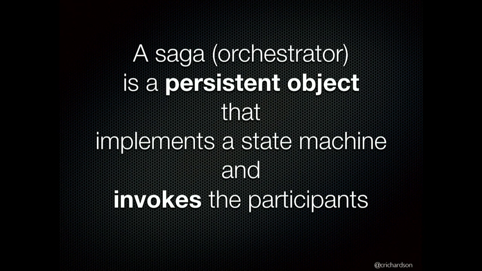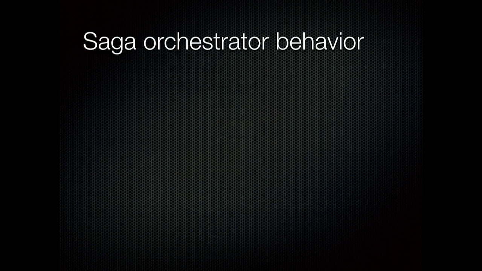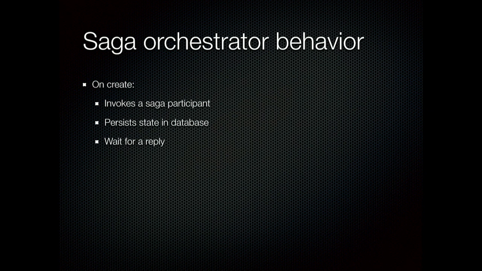And so this orchestrator is a persistent object. In some ways, it's almost like another domain object or a DDD aggregate. And it implements a state machine. Its sole responsibility is to tell the participants what to do, or receive replies from them and then figure out what to do next. So when one of these orchestrators is created, it basically sends a command message, as you're going to see, to a participant, and then gets saved in the database, waiting for a reply to come back.